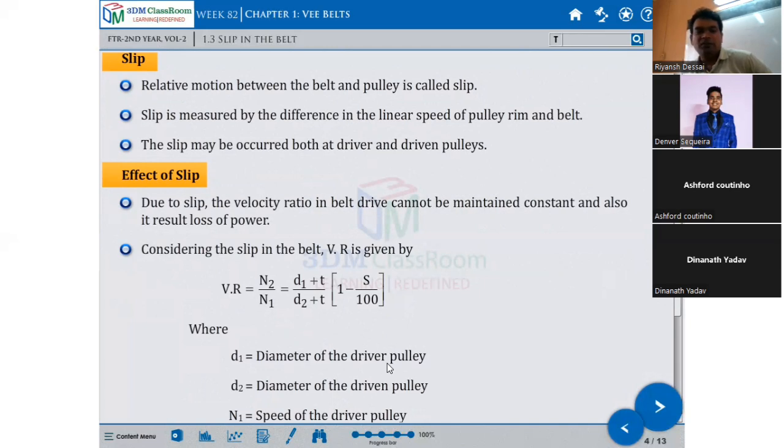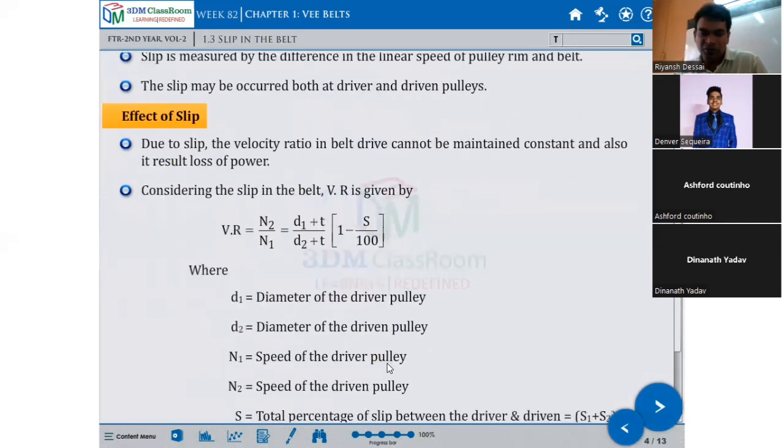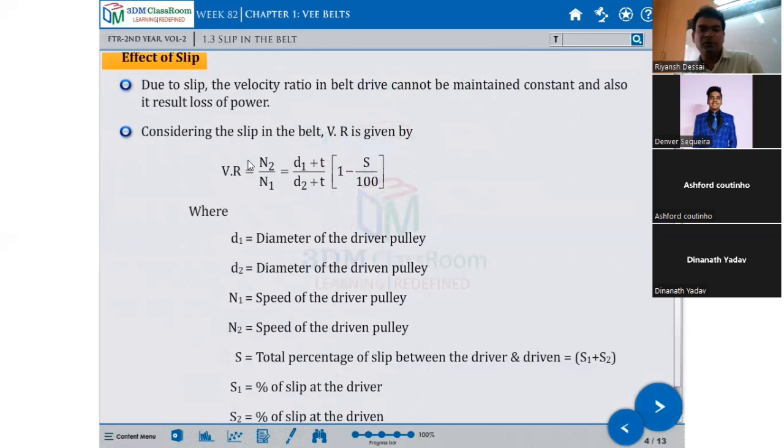Then, considering the slip in the belt, the velocity ratio is given by, suppose you have to consider slip, then we can write the velocity ratio formula like this. N2 upon N1 equals D1 by (D2 plus thickness of the belt), multiplied by (1 minus whatever the slip is given, 1%, 2%) divided by 100. So that slip you have to keep here, divided by 100.